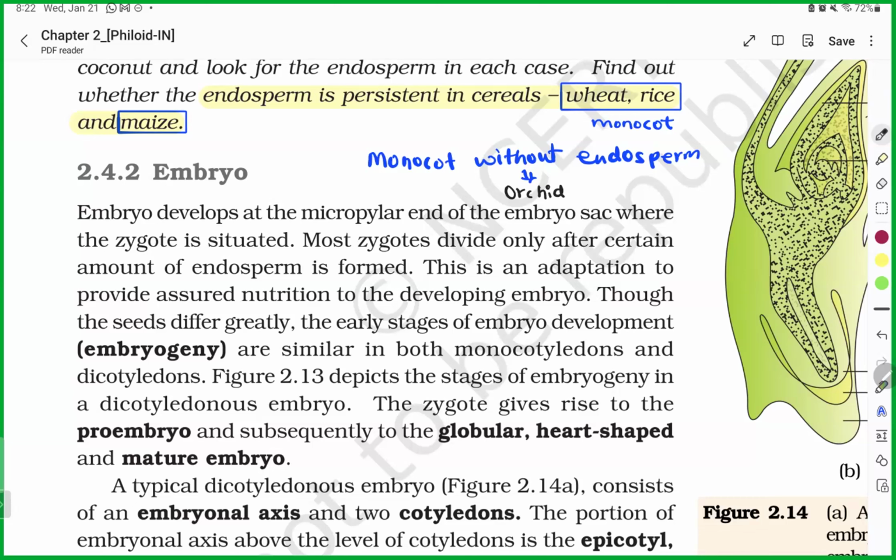Tuhina, name a dicot that is present with endosperm. Not sure, sir. Castor. Yes, sir. So castor is dicot with endosperm. Both are given in 11th NCERT. Dicot with endosperm.